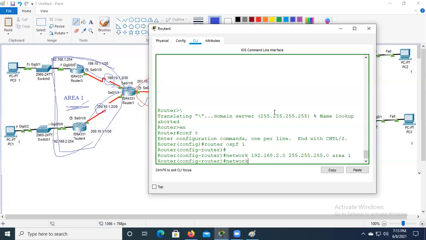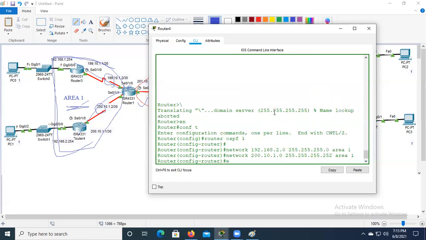Tell me, can somebody tell me what is my WAN network? Network 200.200.10.1.0, then 255.255.255.252. Area 1. That must be, because /30, area 1. Area 1, yes. Then end.